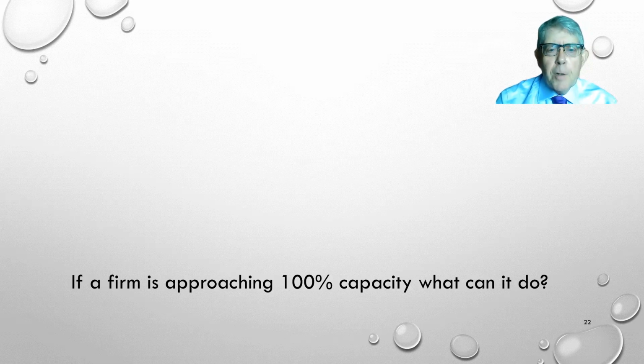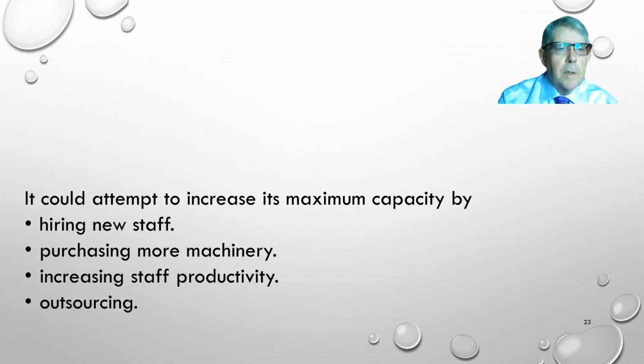If a firm is approaching that 100% capacity, what can it do? Well, it could attempt to increase the maximum capacity by hiring new staff, purchasing more machinery, increasing staff productivity, or consider outsourcing, which is getting other companies to produce part or all of the product.